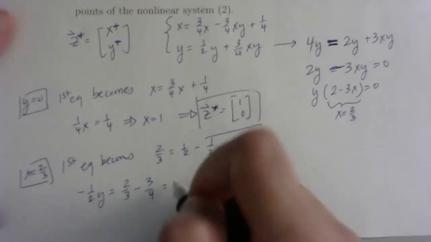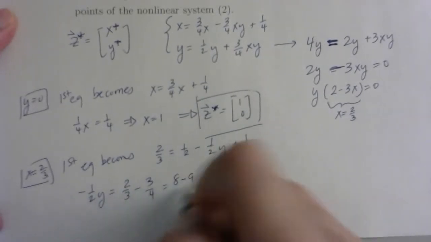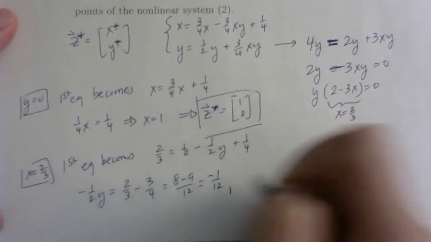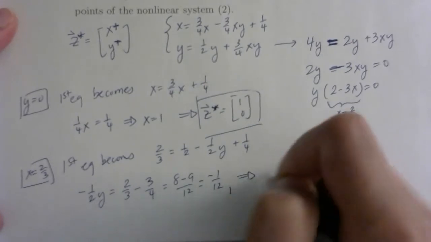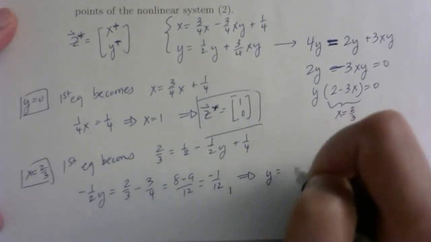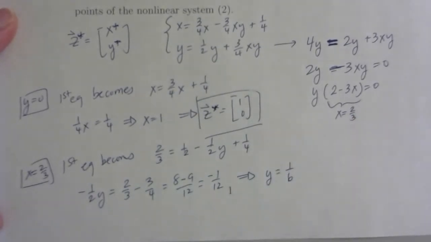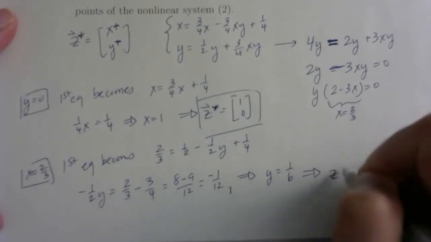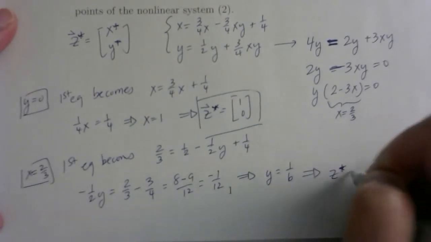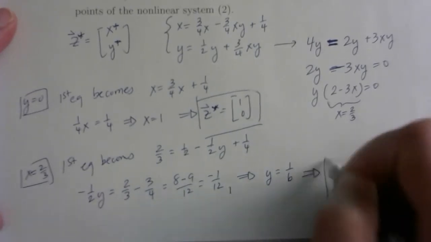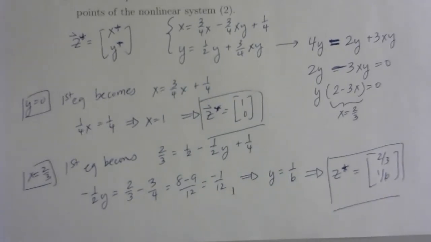Common denominator is 12, so 8/12 minus 9/12, so minus 1/12, which implies that y should be 1/6, right? Is that right? Yeah. So the equilibrium or fixed point in this case should be 2/3, 1/6. Okay, so these are the two fixed points for my system.